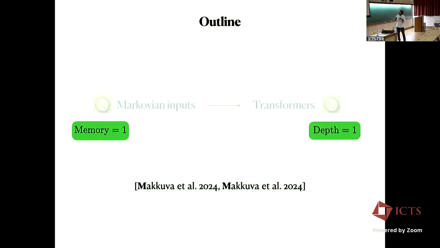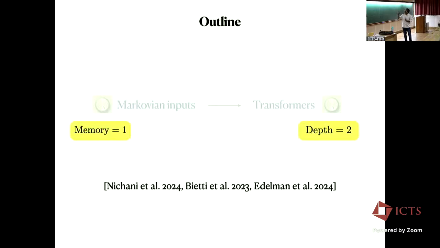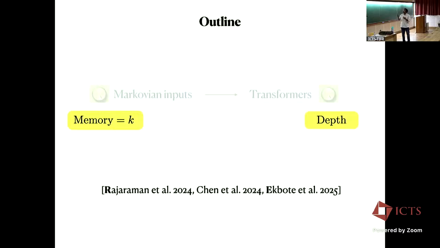The outline is, first I will start with the most basic setting to build our muscle slowly, which is the first order Markov chain and a single layer transformer. This is the most basic setting you can imagine. Then I would slightly increase the depth, keeping the memory the same. We would study two layer transformers with again a first order Markov chain. And then we consider the general case: what happens if you have a generic kth order Markov chain. Depth could be whatever. So this is the overall outline.